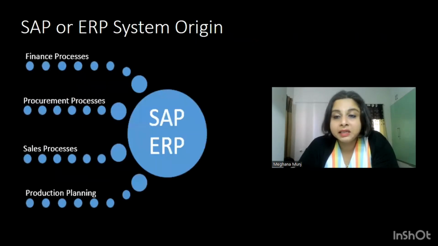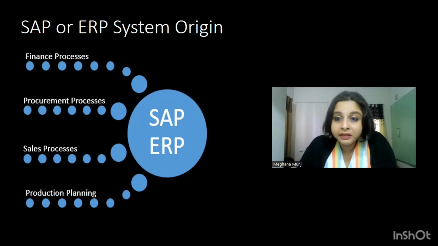Now, what does SAP or any ERP product do? These products have identified and studied the various business processes across various departments, like finance processes, procurement processes, sales processes, production and planning processes. There are various other modules as well: customer service, controlling, HR, etc. So all these processes they have studied.